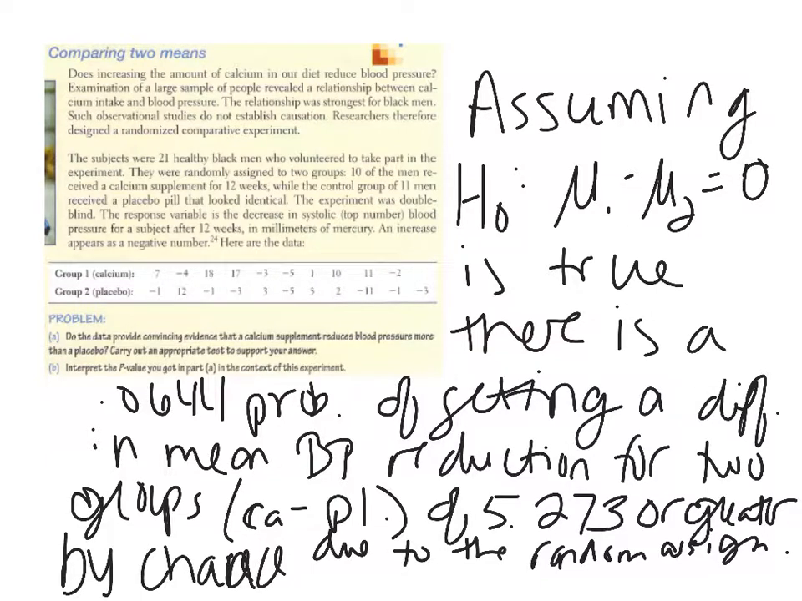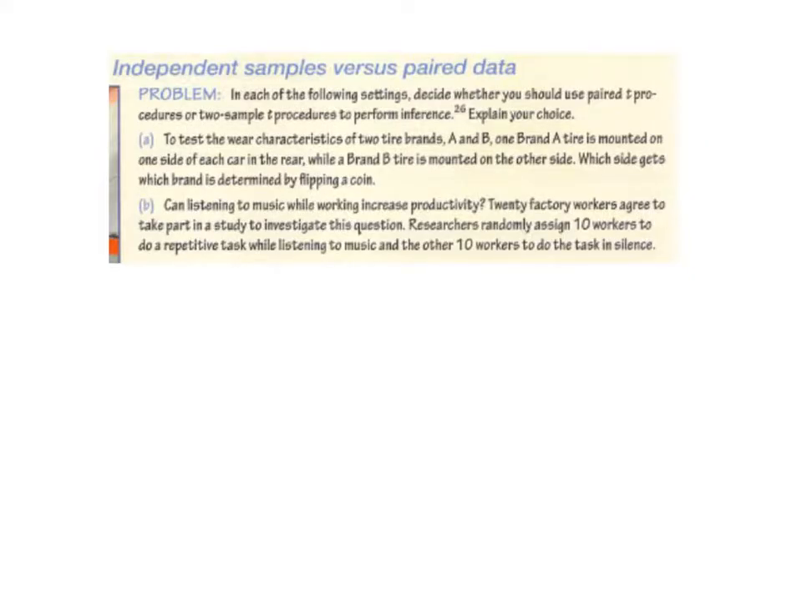If you look at your blue chart paper, that will tell you this, right? Assuming our null hypothesis, so we need to put that in there, is true, there is a p-value, 0.0644, of getting a sample mean, and putting in that actual sample number, by chance. Okay, so let's look at this last example here and see if you can tell the difference as to whether you should use paired T procedures or two sample T procedures.